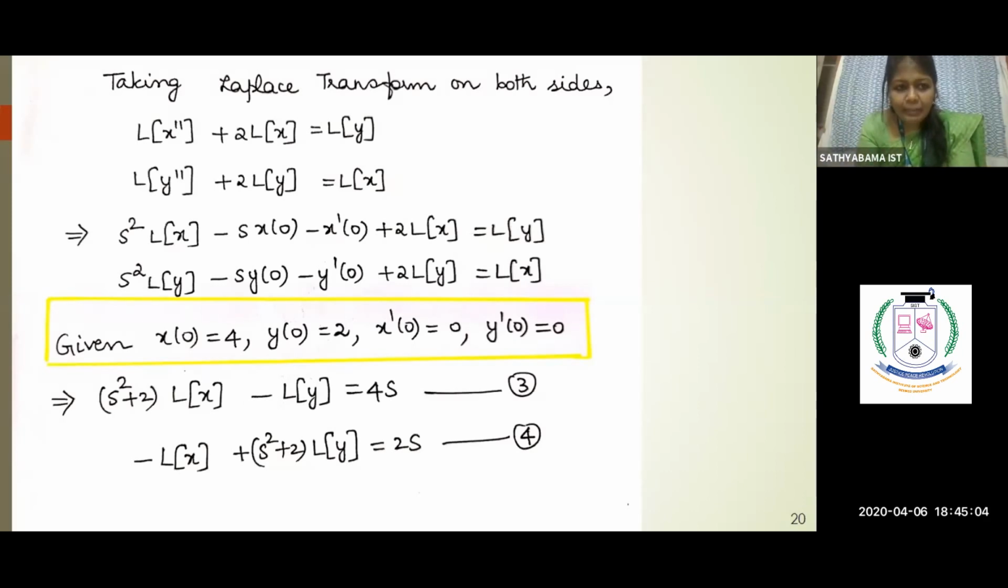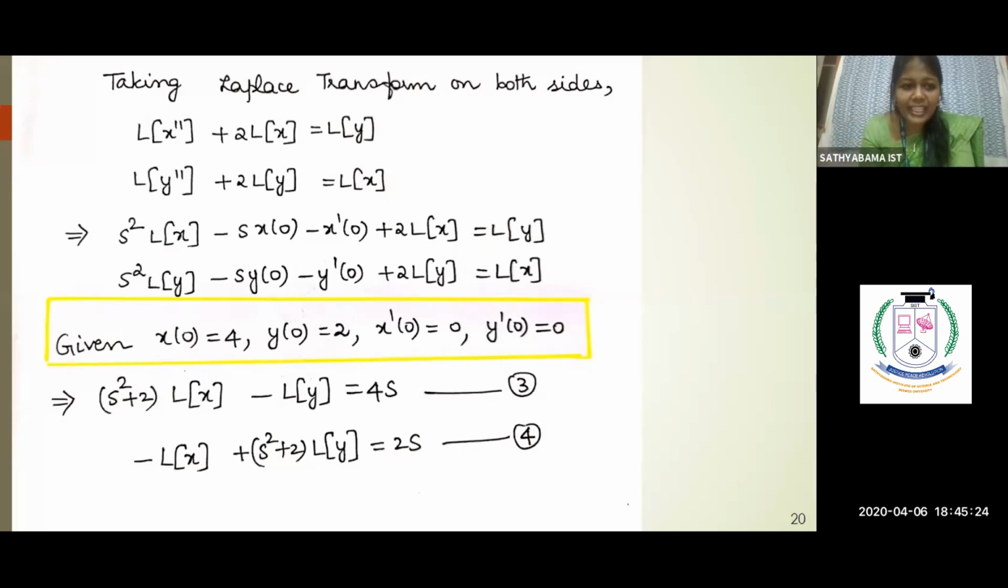Now look at the fourth step. What is L of y double dash? I've got this from the second equation. So what is L of y double dash? s square L of y minus s y of 0 minus y dash of 0. It's the same formula that I'm using, the second derivative formula. All I'm doing is replacing x by y.